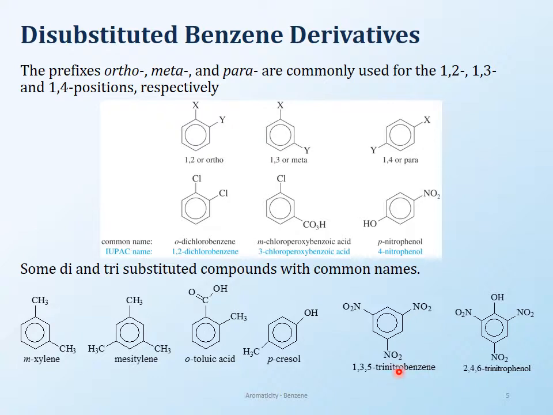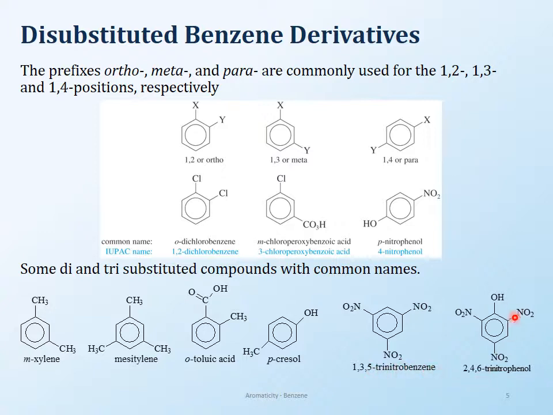This one here is 1,3,5-trinitrobenzene. Okay, and so now there is no general name for this. So you just simply give it whatever substituents you have, those numbers, and then you call it benzene.